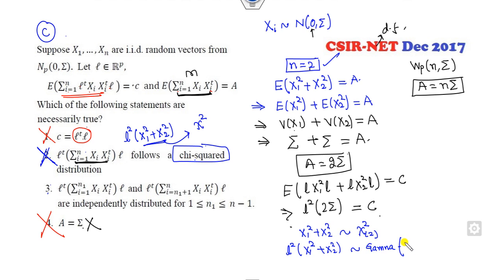And if it's a gamma distribution, the parameters will be 2 over 2 and 2 times L square. These are the parameters of this.